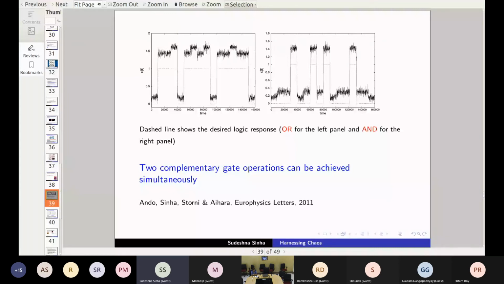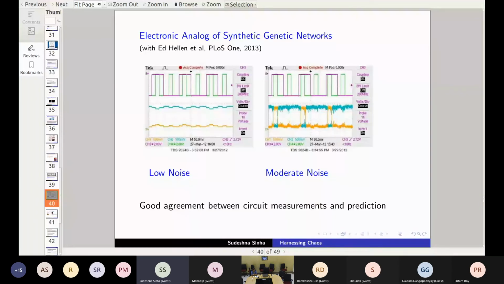And later on, Ed Helen managed to get an electronic analog of this. It was not as easy as the other ones. He had to work a bit hard. A student, I think, even got a PhD out of it. But again, the bottom line is exactly that. Here is low noise. You can see that either it's stuck on top or it's stuck at the bottom. This gives no output. But at moderate noise, it is switching exactly like you want it. So too much switching is bad, too little switching is bad, moderate noise is good, as said before.